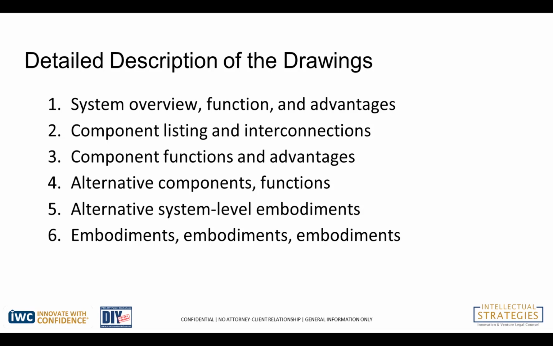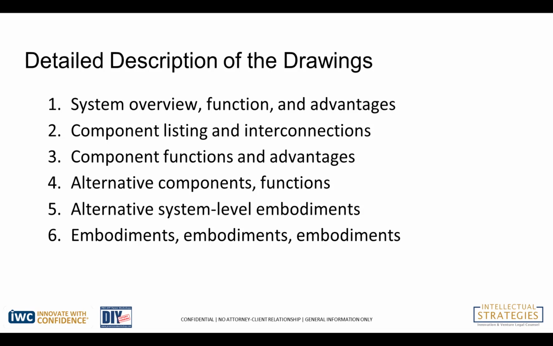So we'll talk about the system level first. We'll talk about an overview of what parts make up the system, how the system functions overall, and maybe what advantages it has. Then we'll go on to list different components and interconnections within the system, kind of the physical aspects or the physical and electrical aspects, the communication aspects if it's a software or electronic type of device. Then we'll talk about the different individual functions of the components, the potential advantages of the components.